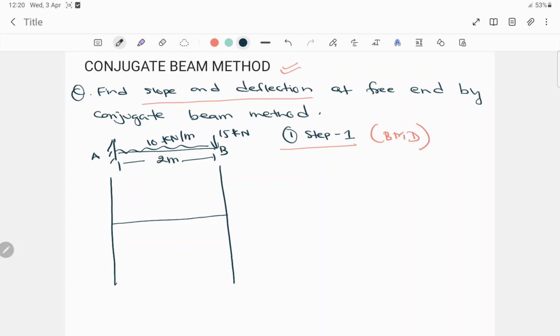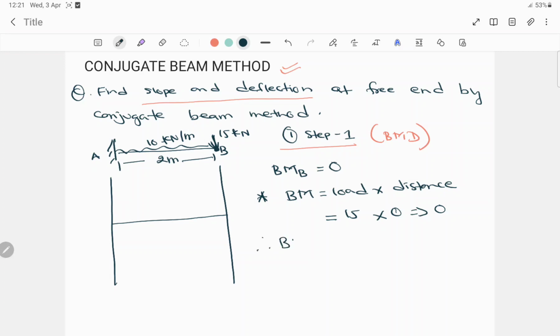So first, bending moment at B will be 0, and always remember, to find the moment the formula is load into distance. So what is the load here? At this point the load is 15, acting at B, and the distance it covers is 0. So the value will be 0. Therefore, bending moment at B is equal to 0.